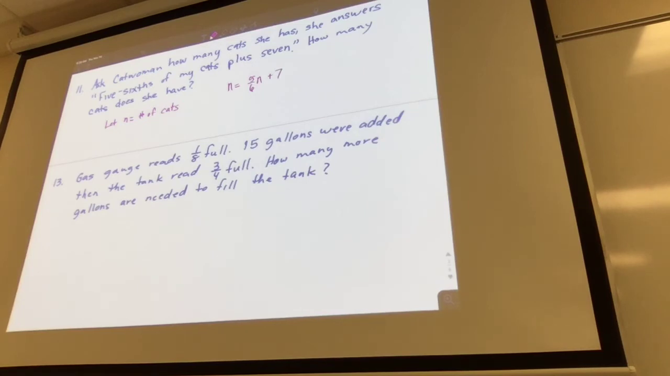We said, how many cats do you have? He said cats are n. She says n is equal to 5/6 of my cats n plus 7. So basically we just have to solve this. Okay, so we're trying to get n by itself. If you remember this before, we're just going to move everything with an n to one side. So I'm going to move 5/6 to the other side by subtracting it.